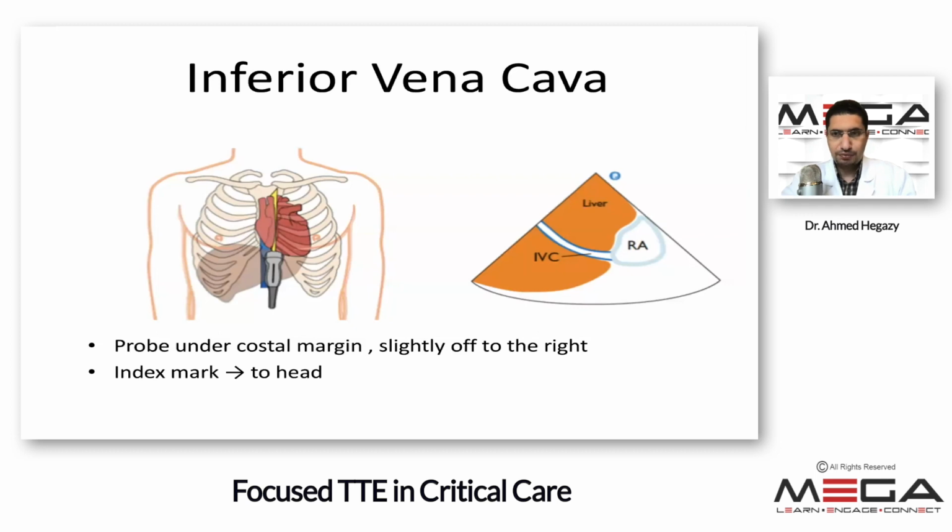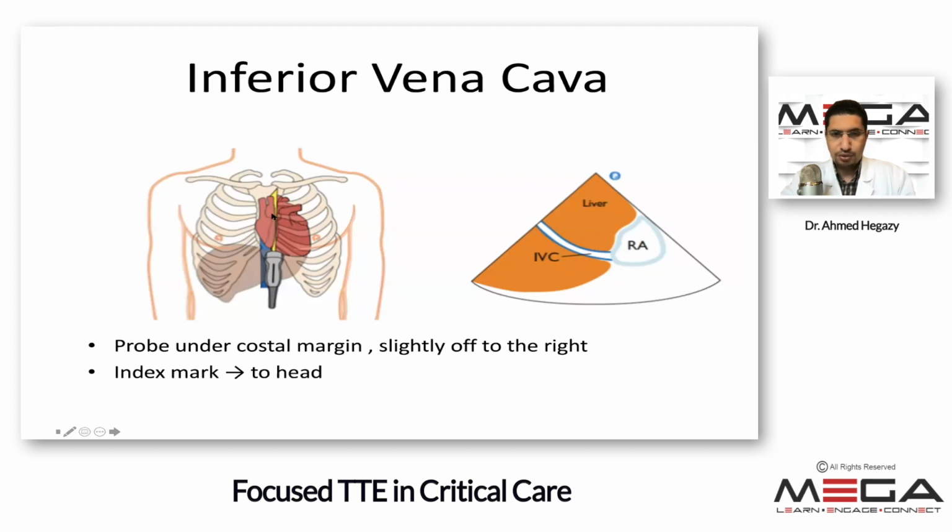Last but not least, the inferior vena cava view. So here you're still in the subcostal area. Your index mark now is pointing straight up towards the patient's head. And so with that, you're trying to align your probe along the long axis of the IVC. And you notice here, the IVC is always slightly off to the patient's right.